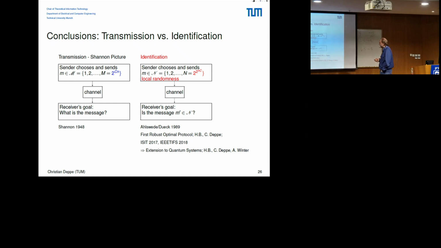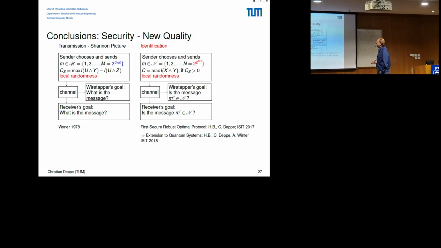We also have an optimal protocol if we do this over the arbitrary varying channel or over the compound channel, and we can show that we have the same there, and we also showed a converse there, and we extended this also to quantum systems where we show that we have similar effects. And of course, because of these properties, we also have this property for secrecy: the secrecy in identification is more or less for free. It's already in this code construction.